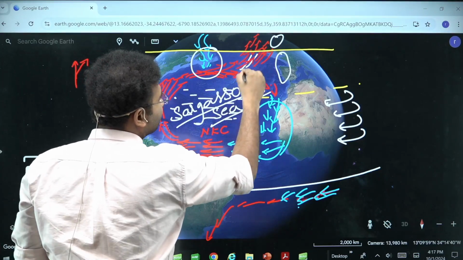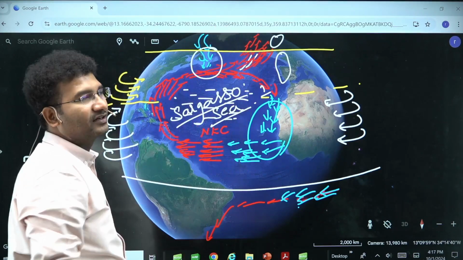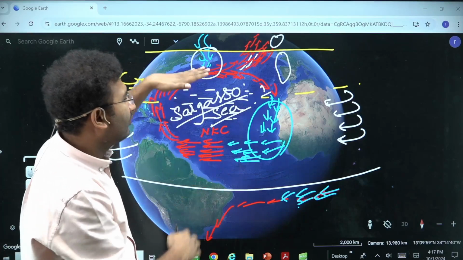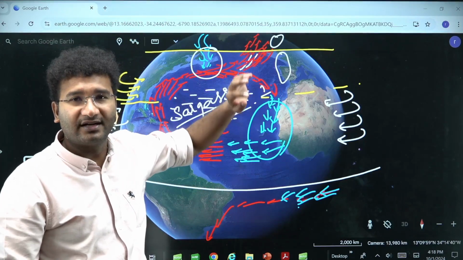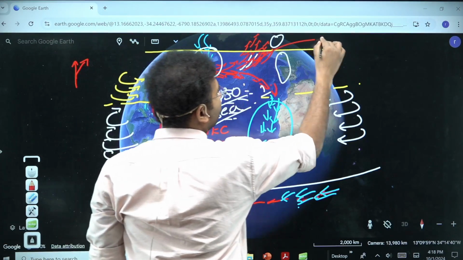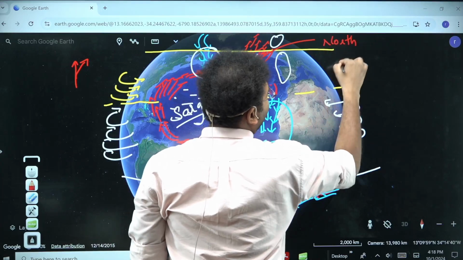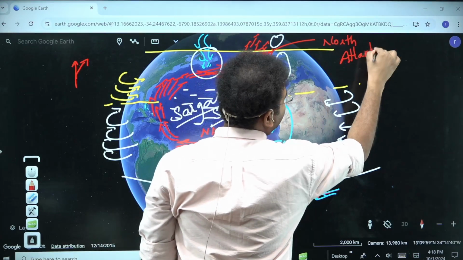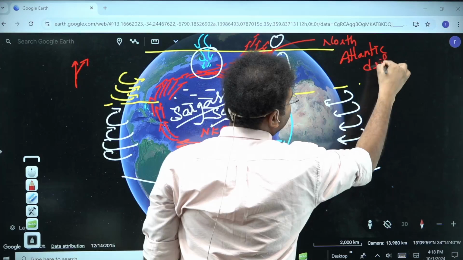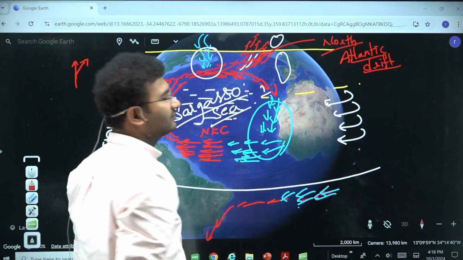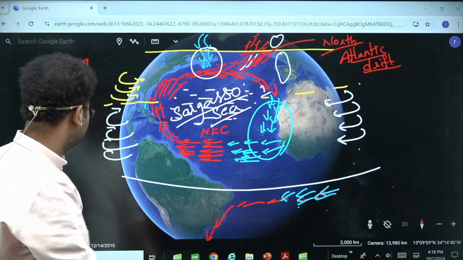This is called the North Atlantic Drift. This drifting, the water is drifting to the north, that is why it is called the North Atlantic Drift. Okay? This is called the North Atlantic Drift.